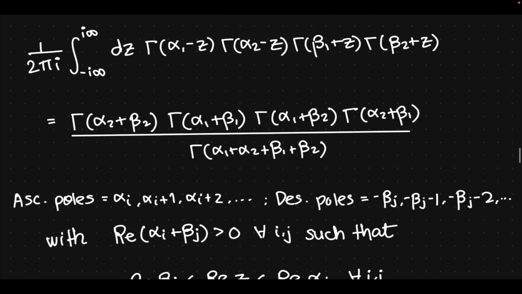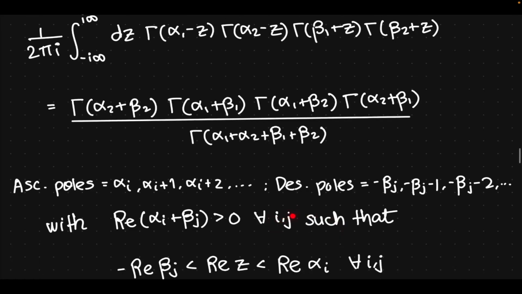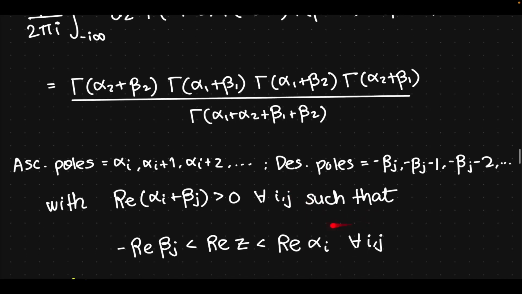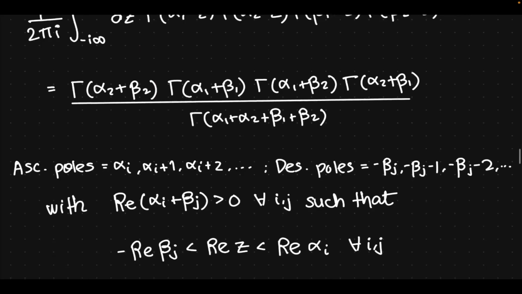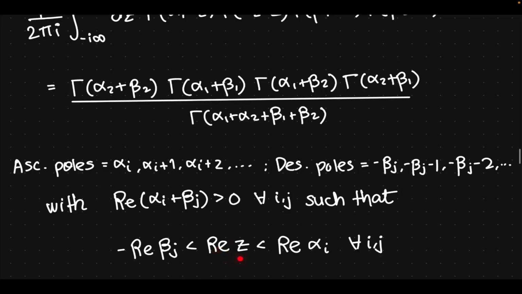The condition we need here, like the nice condition, the standard choice in the Mellin-Barnes integral, is that the real part of alpha i plus beta j is greater than 0 for all i, j, where i and j both go from 1 to 2 independently, such that we can place the real part of z, and z is the integration variable instead of s this time, such that we can place the contour, which is the real part of z, between this wide window of the real part of alpha i and the negative real part of beta j, for all i, j.